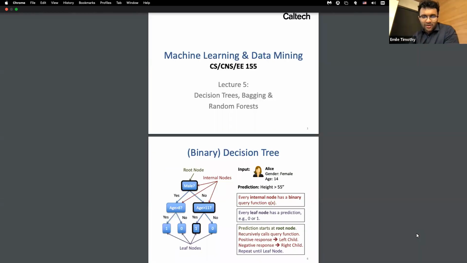Okay, and then we spoke a bit about decision trees and bagging and random forests. So in a binary decision tree, you have some data that you're trying to classify, and you're interested in coming up with binary queries at every step to come up with a recipe to classify points. In this setting, every internal node has a binary query function, q of x. Every leaf node has a prediction, for example 0 or 1. The prediction starts at the root node, and you recursively call the query function, where a positive response goes to the left child and a negative response goes to the right child. You repeat this process until you get to the leaf node. Your leaf node is a prediction.